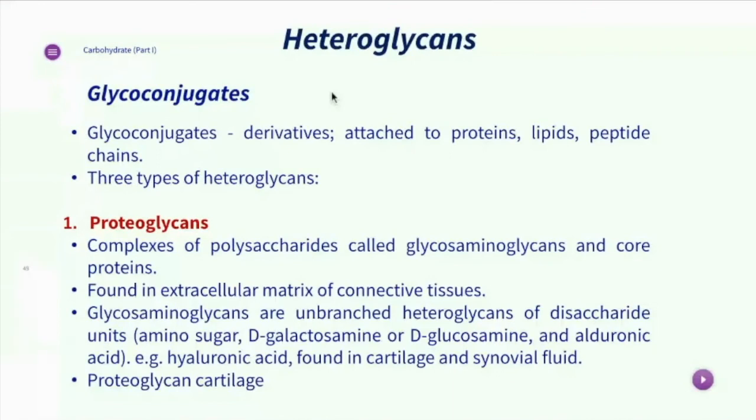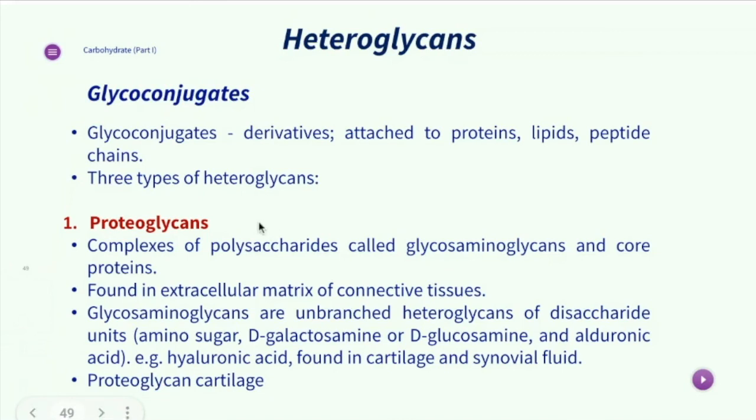Okay, so the last one is the type of heteroglycans, which make the glycoconjugates, the derivatives attached to proteins, lipids, or peptides. So monosaccharides can attach to other proteins, lipids, or peptides, and that is known as heteroglycan, not made up of only monosaccharide monomers.